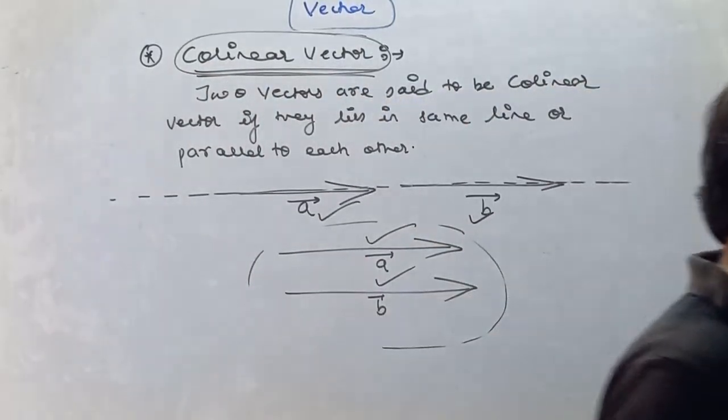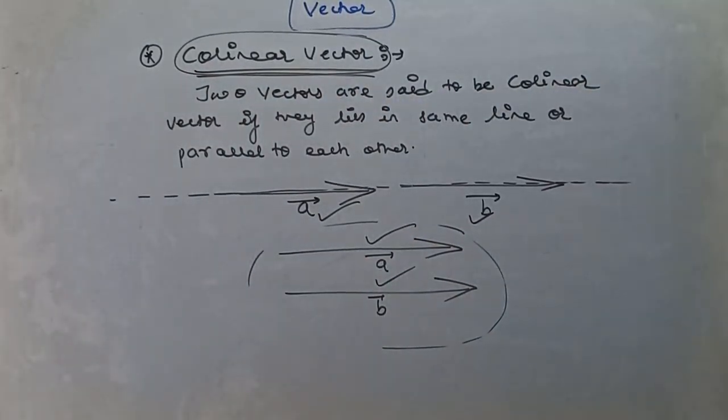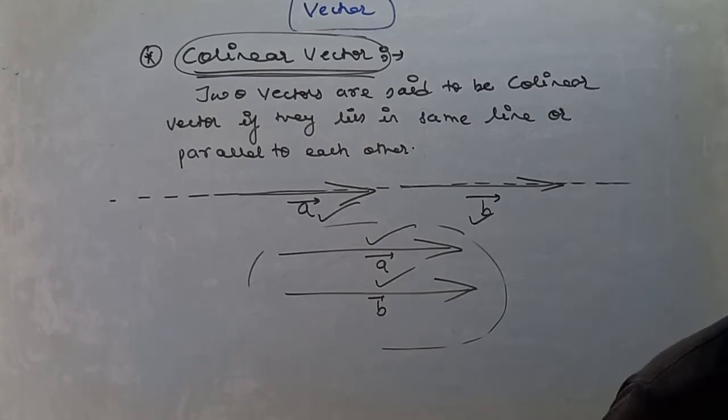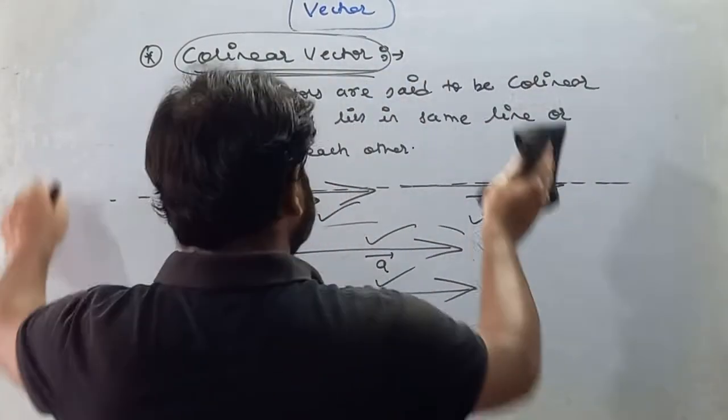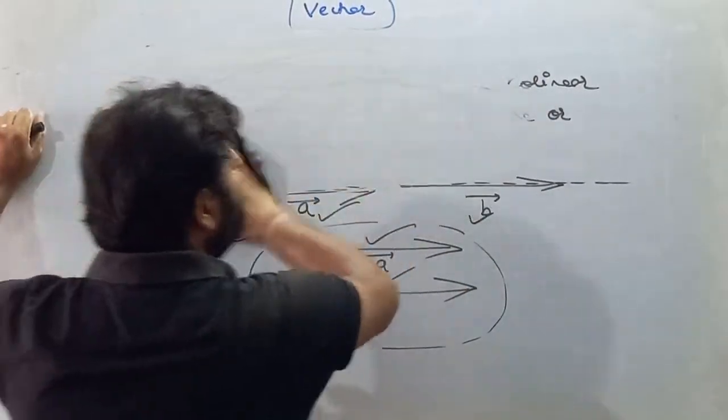So my dear student, for collinear vectors we have two different conditions. Either the vectors lie in the same line or two vectors are parallel to each other, and these are called collinear vectors. Now moving forward, I hope you understand. Next is your parallel vector.